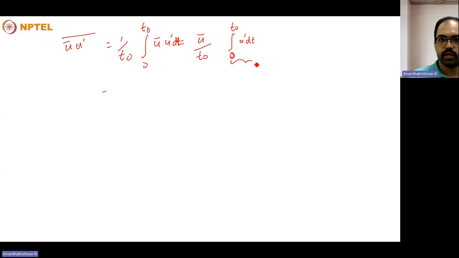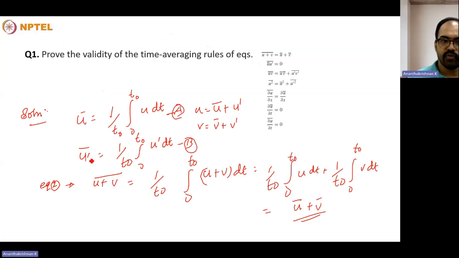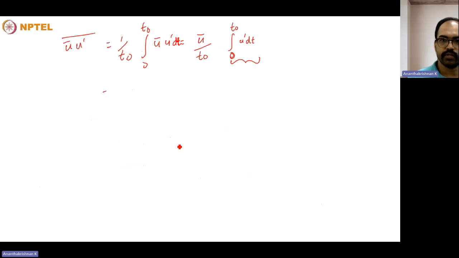This will give the second identity, the second rule that was present. That is, the time averaging of the fluctuating term will be equal to 0. This will be equal to 0 because this term is equal to 0. So that's also the second part.